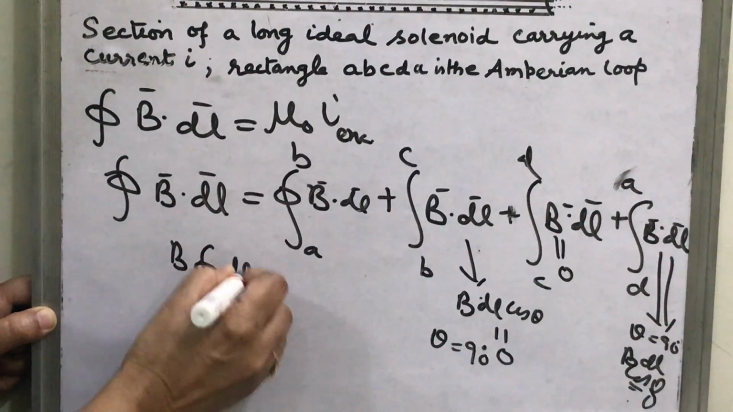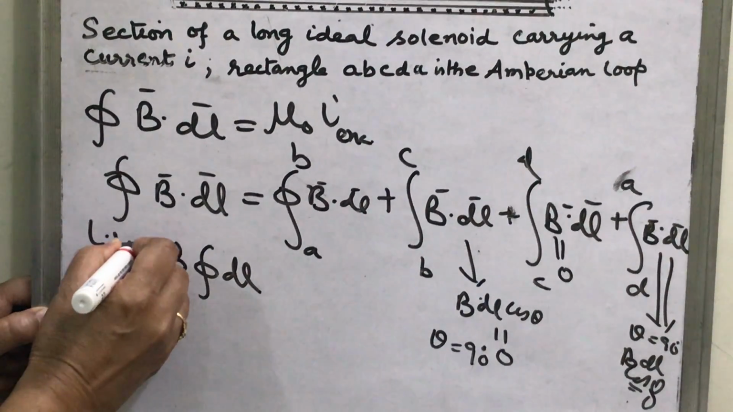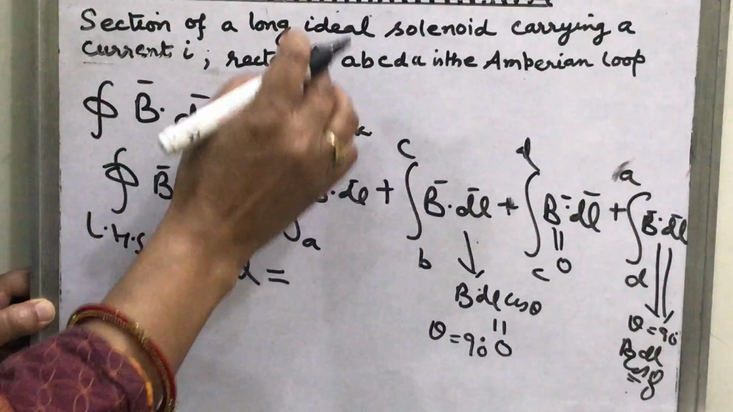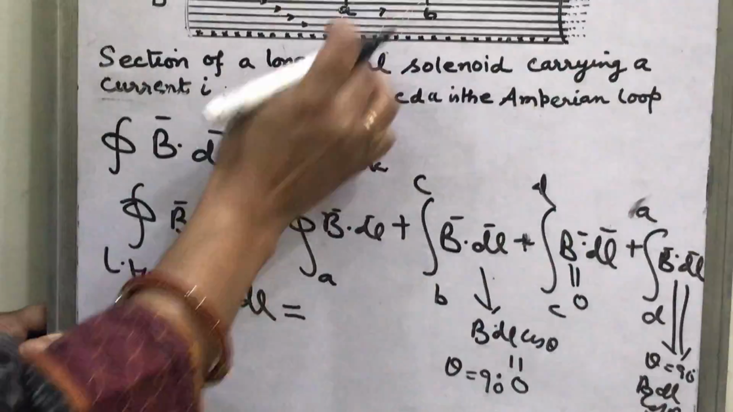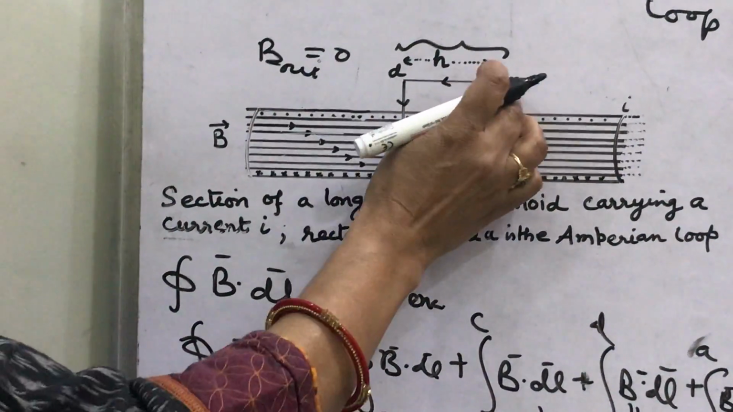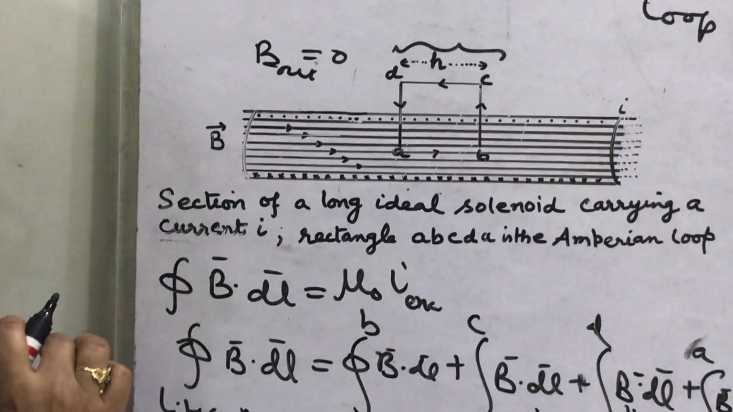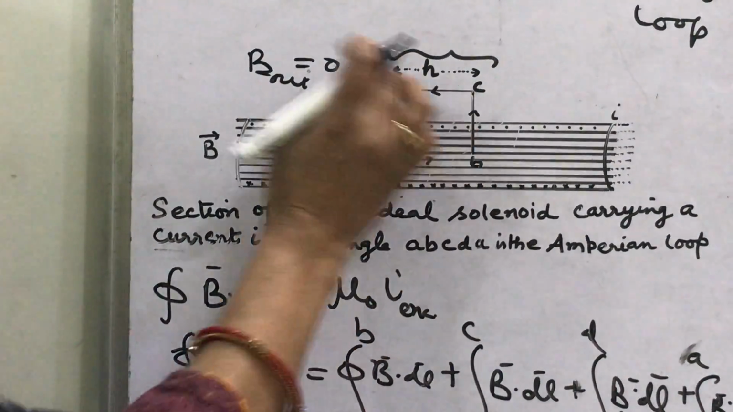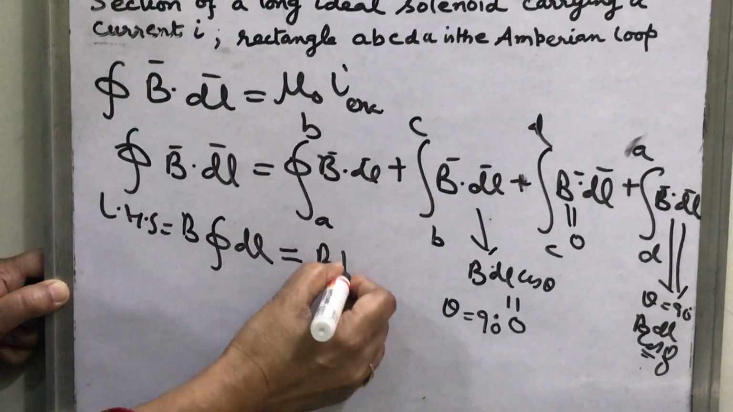What is dl for the LHS? The LHS is Ampere's circuital law. We have selected dl from A to B, and A to B or C to D is the length h. We have supposed that the length of the rectangular Amperian loop is h. So what will we write here? BH.